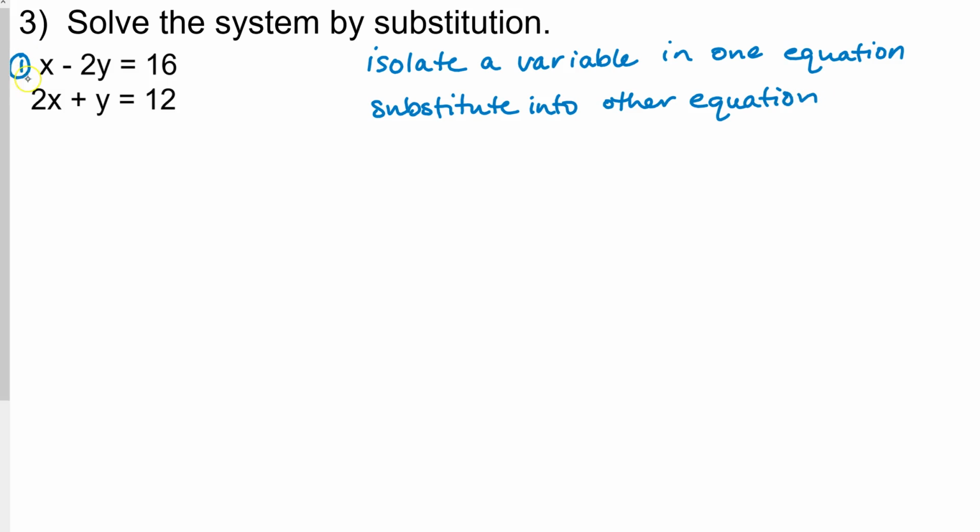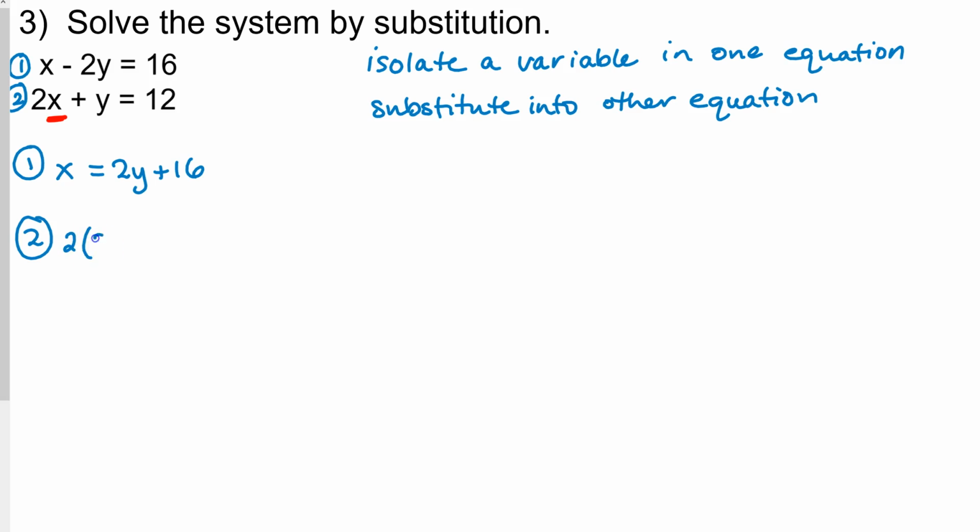So I'm going to call these equations 1 and 2. I'm going to choose to isolate x in equation 1, so I'm going to add 2y to both sides. X equals 2y plus 16. That means I need to substitute into equation 2, so where I see the x, I'm going to replace it with 2y plus 16.